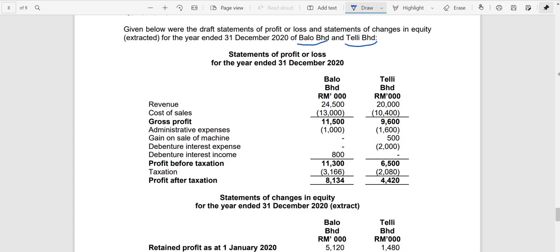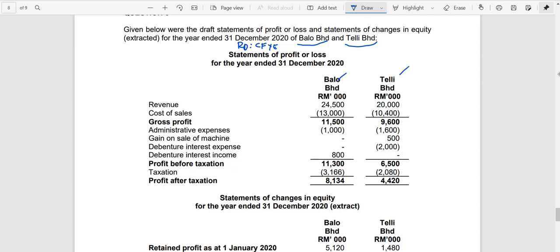Given below were the draft statement of profit or loss and statement of changes in equity for the year ended 31st of December 2020. So 31st of December 2020 will be our current financial year end. That will be our reporting date. You have the individual statement of profit or loss for Balu and for Tele as at 31st of December 2020.